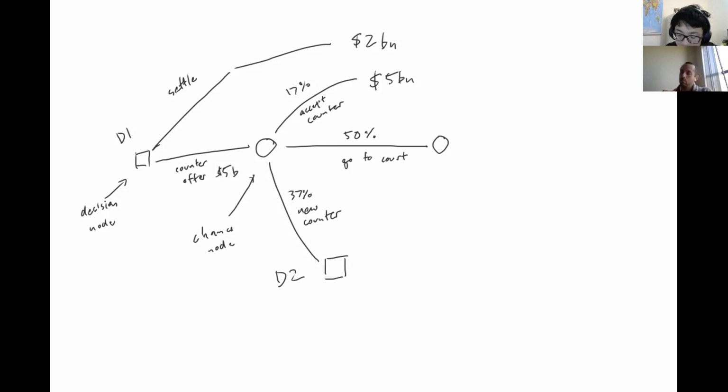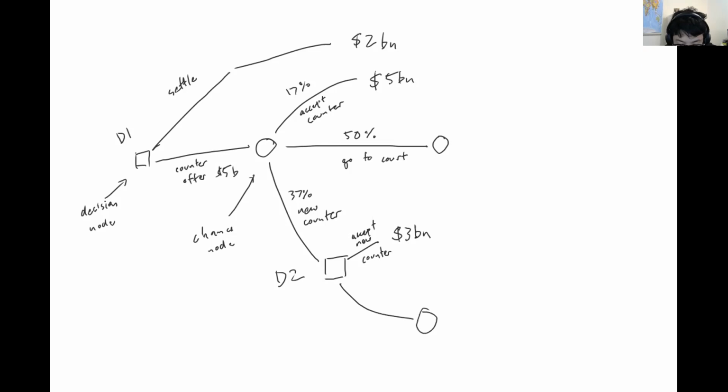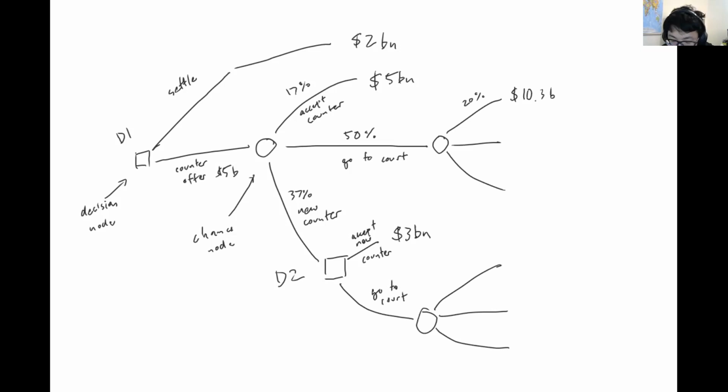Now you have another decision to make. You can accept the new counteroffer of $3 billion, or you can go to court and reject that counteroffer. And we know that if you go to court, there are three possible outcomes, and it's the same in both cases. There is a 20% chance you receive $10.3 billion. There's a 50% chance you receive $5 billion. And then there's a 30% chance that you get nothing. And that's the same here.